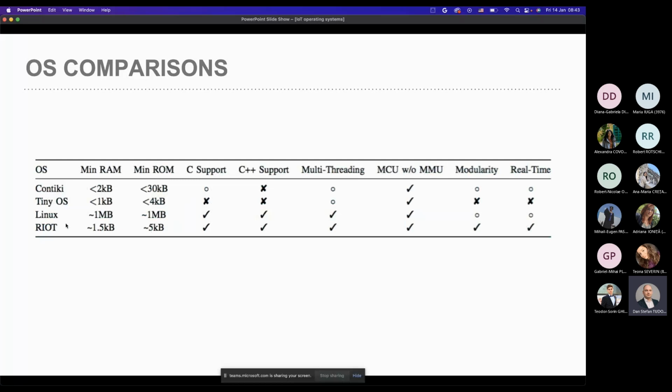So again, this is a different comparison here in terms of memory footprint, in terms of supporting different programming languages, multi-threading, memory management unit, with or without, real-time operating, and modularity. So it's a good comparison. Now, questions so far?